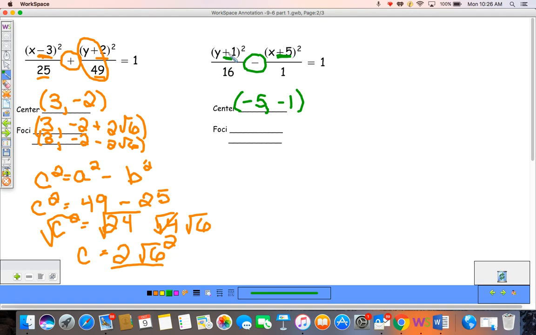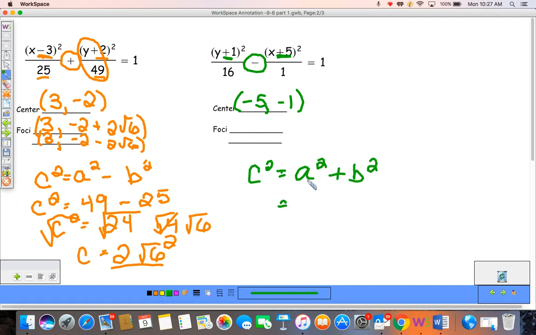A lot of times they just go by the order. Oh, well, that's your x, that's your y. No, you got to go what's with that variable, what's with your x and what's with your y. And the next thing we need to do is find our foci. So for this one, it's c squared equals a squared plus b squared.